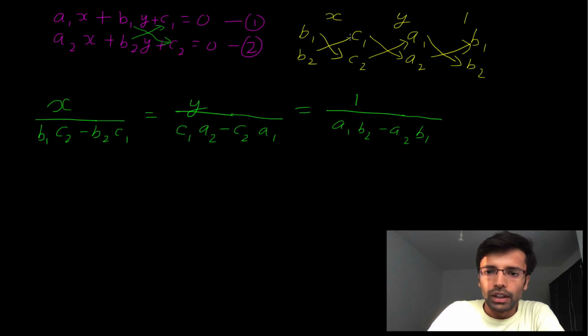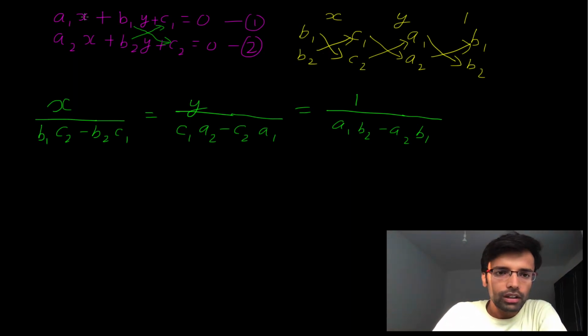So this is why the method is called cross multiplication. You leave its own coefficients, and from the next coefficients you cross multiply. The first one is positive b1 c2 and the other one is negative, minus b2 c1. So let us solve an example to get familiar with this method.